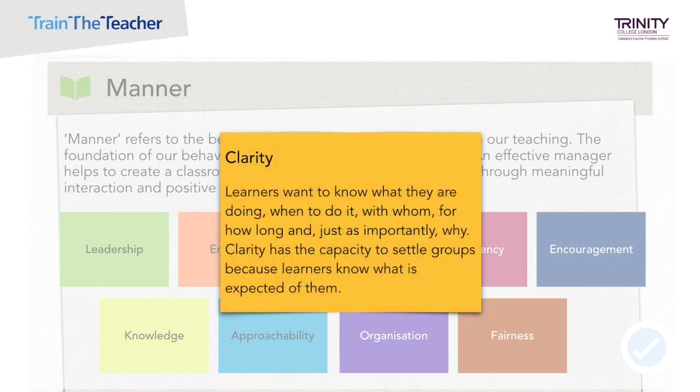Clarity. Learners, young or old, want to know what they are doing, when to do it, with whom, for how long, and just as importantly, why. Clarity has the capacity to settle groups because learners know what is expected of them.